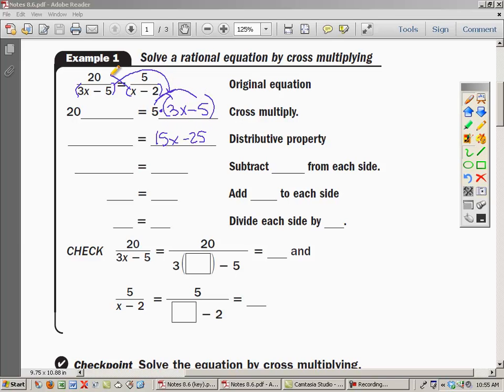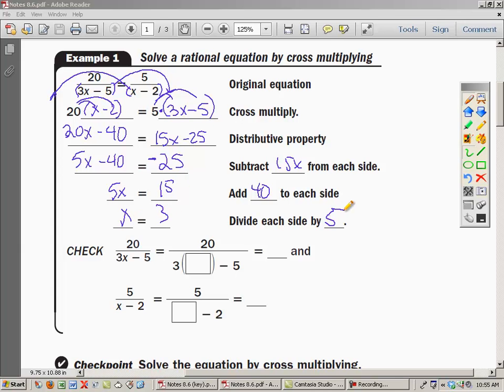Same thing on the other side. This becomes 20 times x minus 2. And when I distribute, this becomes 20x minus 40. So now we've got everything on one line, and it becomes a linear equation, something very simple to solve. Okay, we're going to subtract 15x from both sides. When I subtract 15x, I get 5x minus 40 is equal to negative 25. All right, from there we would add 40 to both sides to get it over on the other side. So I get 5x is equal to 15. And divide both sides by 5, and you get x is equal to 3.